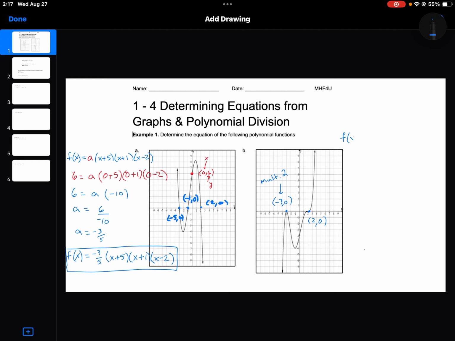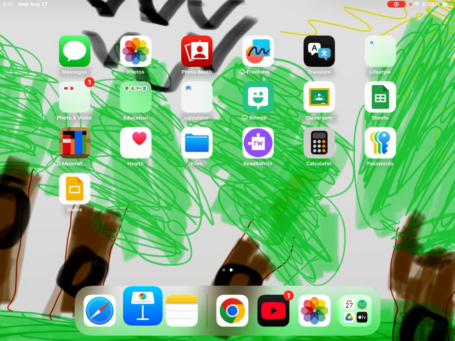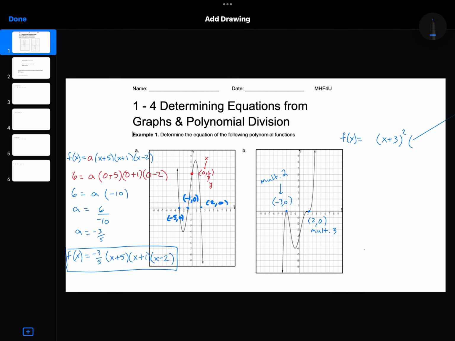So when I go to write that in my equation, I'm going to have (x + 3), which is how I know where my 0 is, but it's going to be squared because right around that point, my function behaves like a parabola. The second x-intercept here goes through the x-axis, but looks more like a bit of a squiggle. So this one would have multiplicity 3.